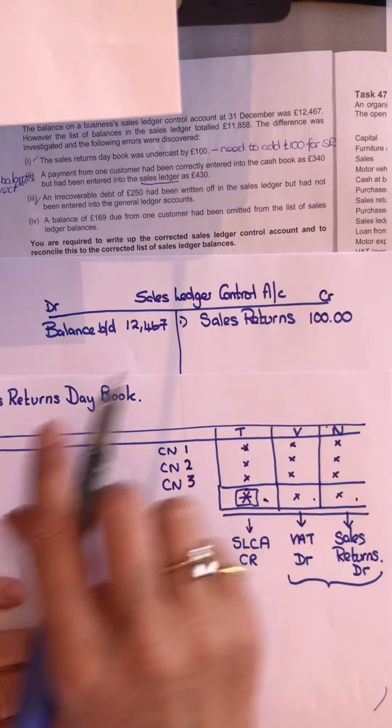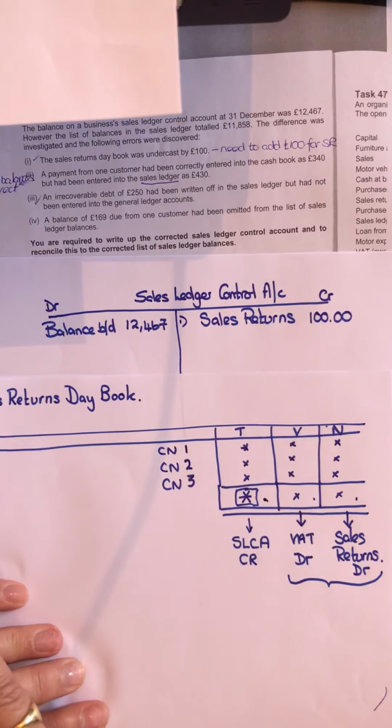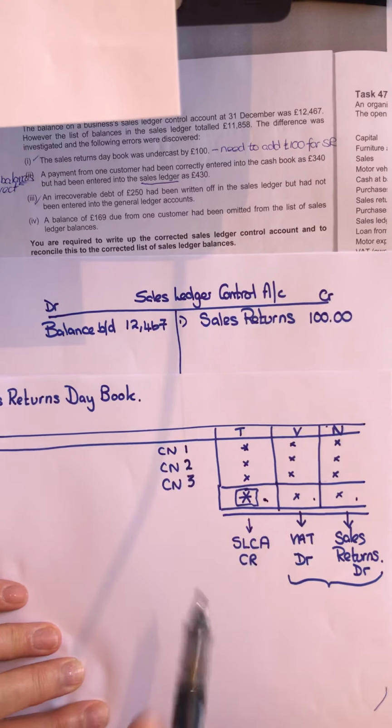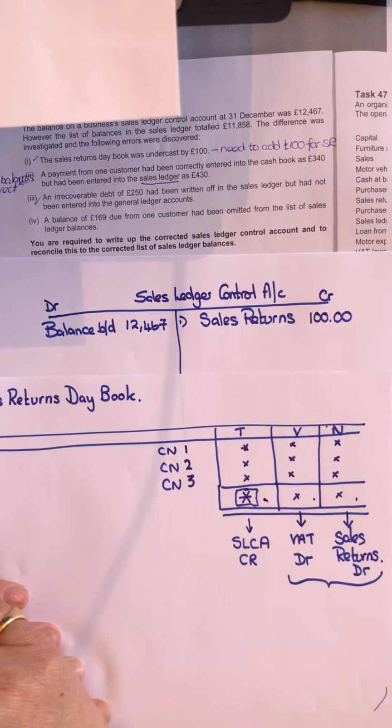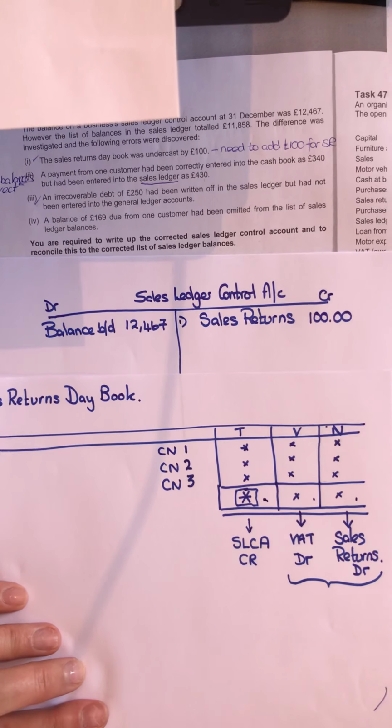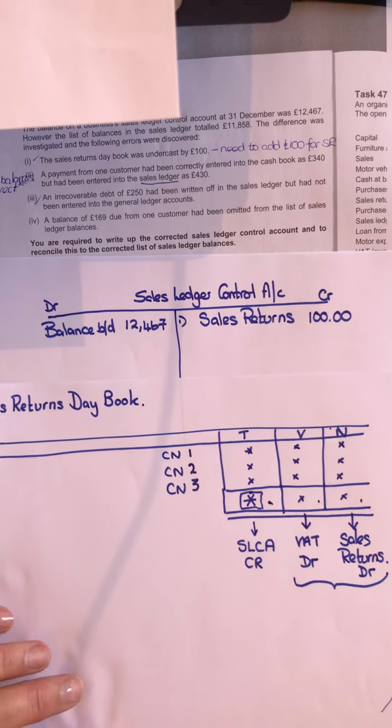Therefore, if it's the sales ledger that had the amount that was the error, it doesn't actually affect our sales ledger control account because our sales ledger control account was correctly done. So we don't need to put anything into our sales ledger control account for bullet point 2.